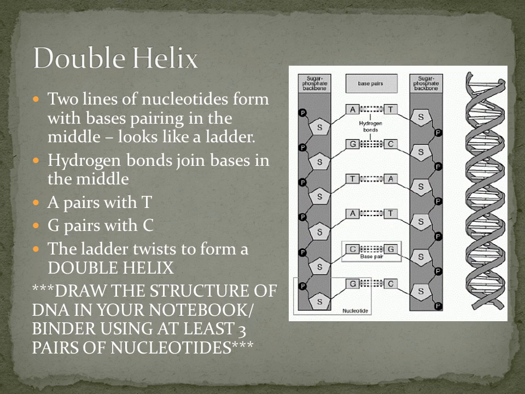So now I'd like you to pause again and draw this in your notebook or binder on notebook paper. This is a little more in depth, right? But you don't have to put all the detail that's in this picture here. If you get the fact that the nucleotides bond together, the bases pair up in the middle, and then that it's going to be a double helix when it twists around, then that's good. Like I said, it doesn't have to look exactly like this. Draw it in the way that makes sense to you.